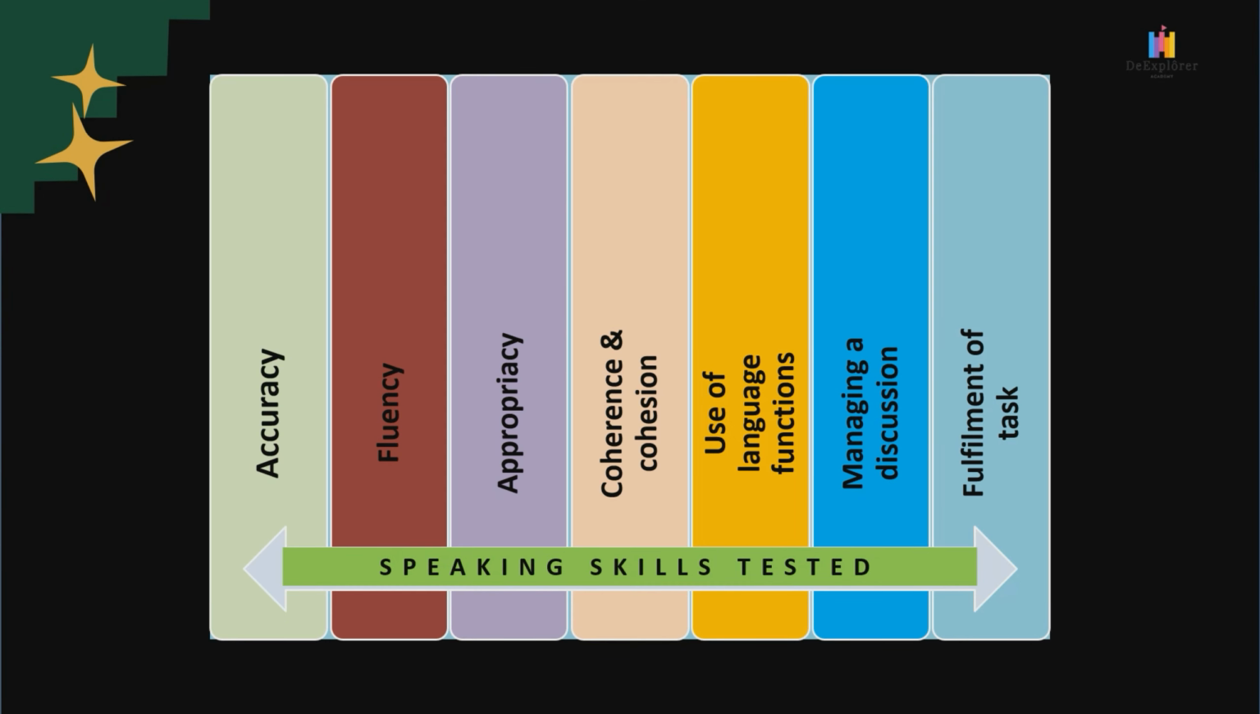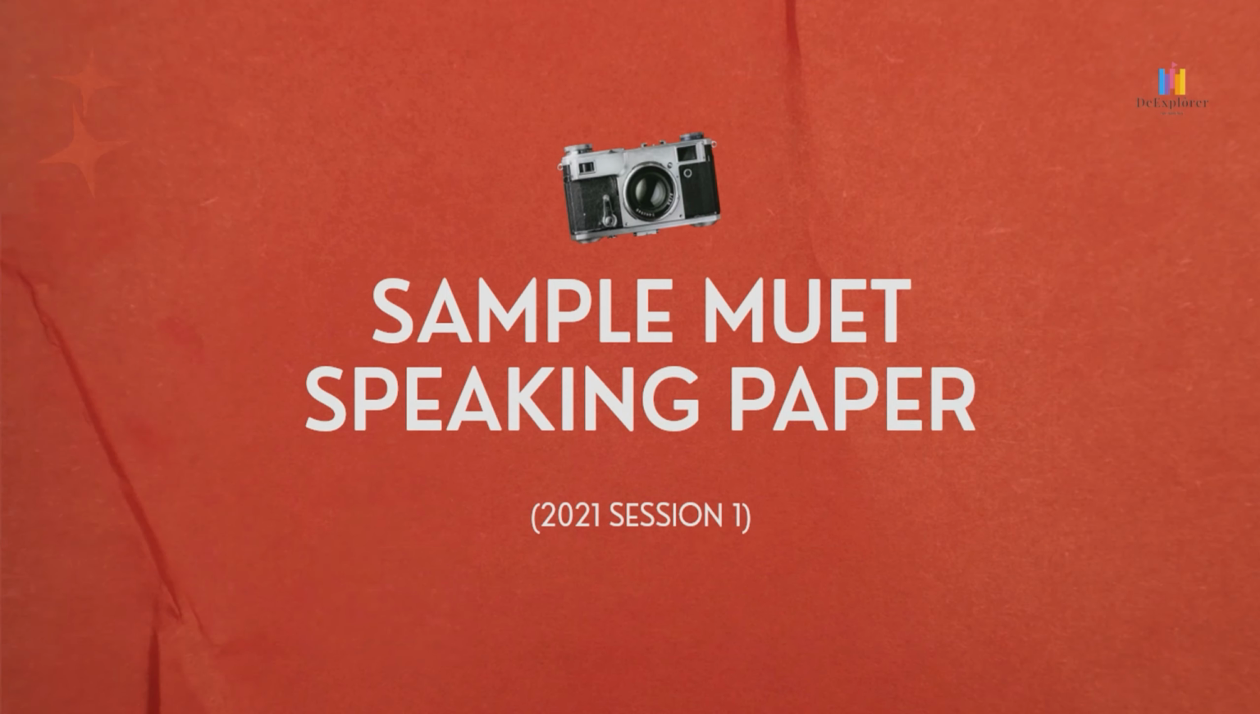Now let's look at the skills tested in the speaking component. For this component, you will be tested on the following aspects: accuracy, fluency, appropriacy, coherence and cohesion, use of language functions, managing a discussion, and last but not least, fulfillment of tasks. This is a sample of the Muet speaking paper.